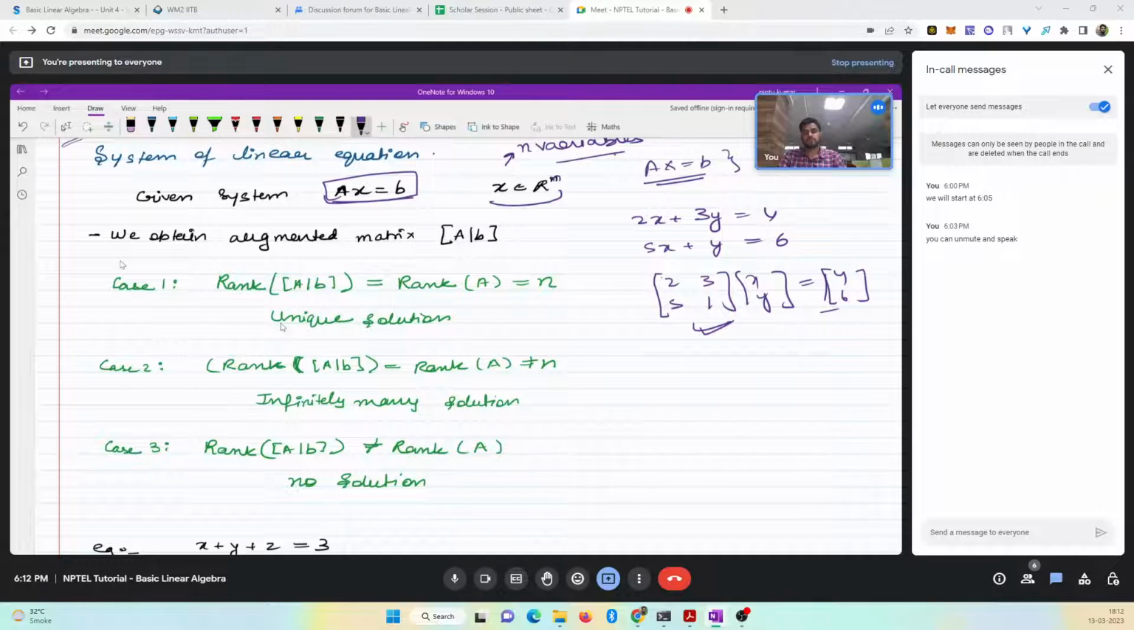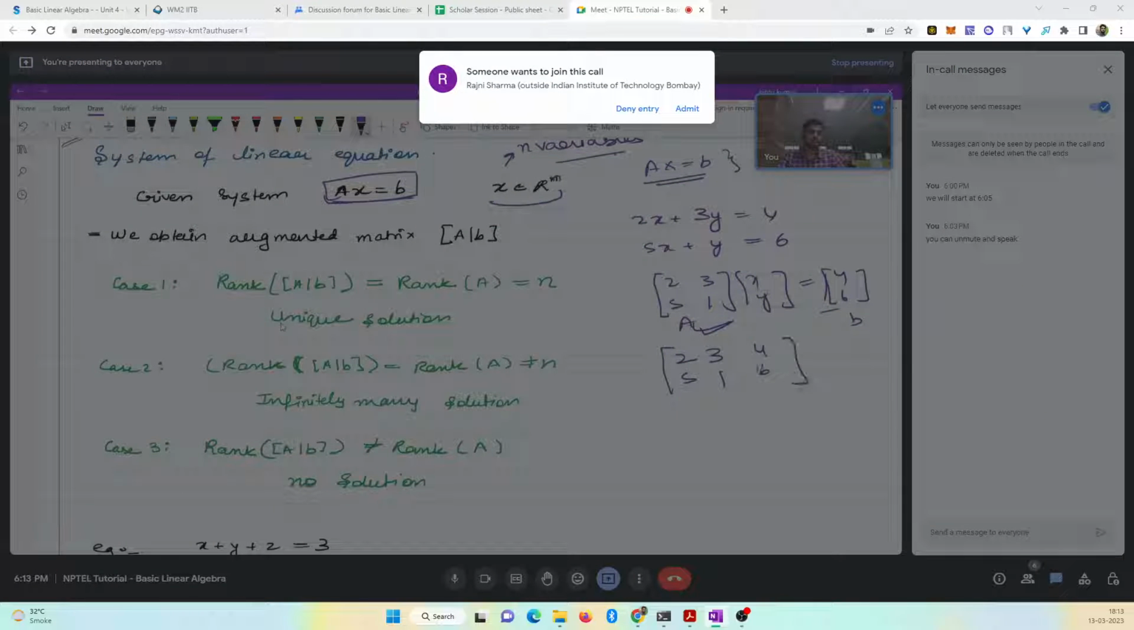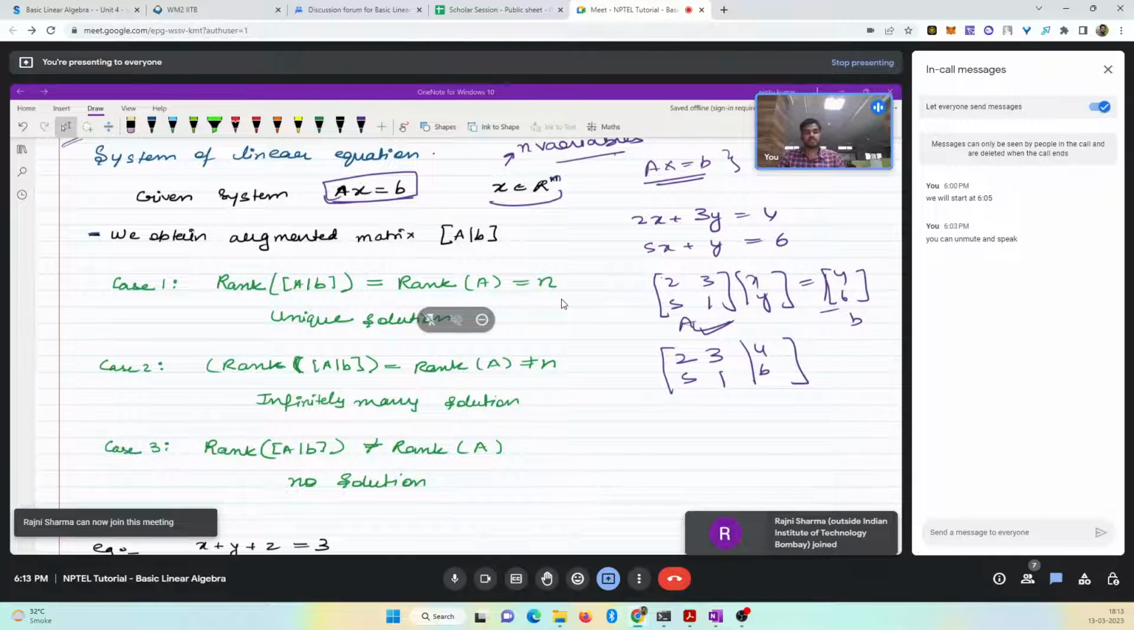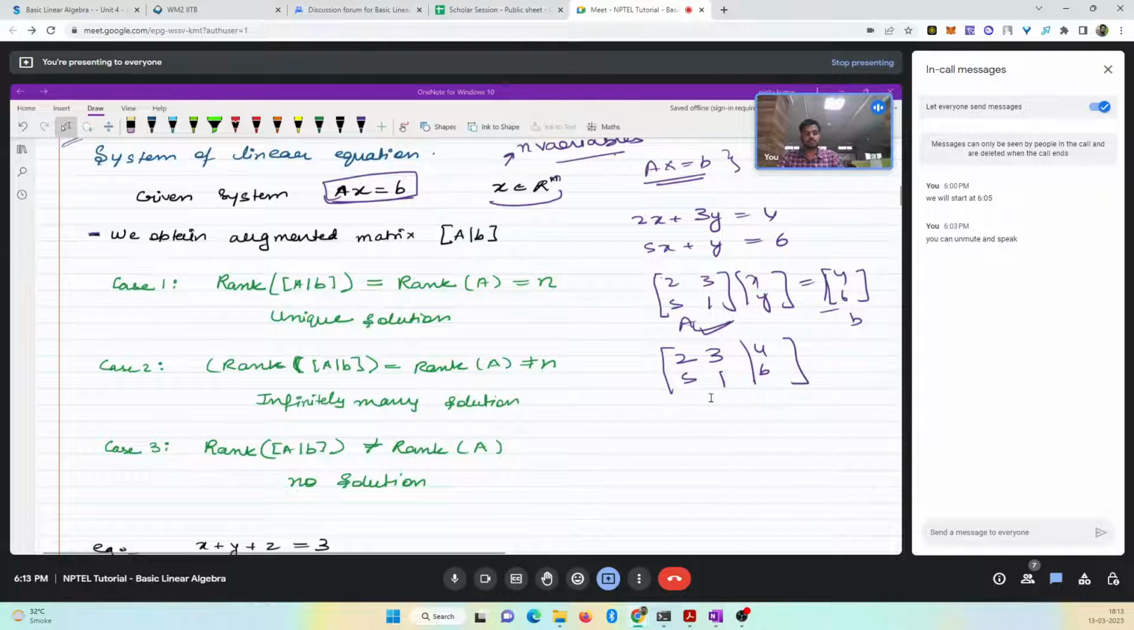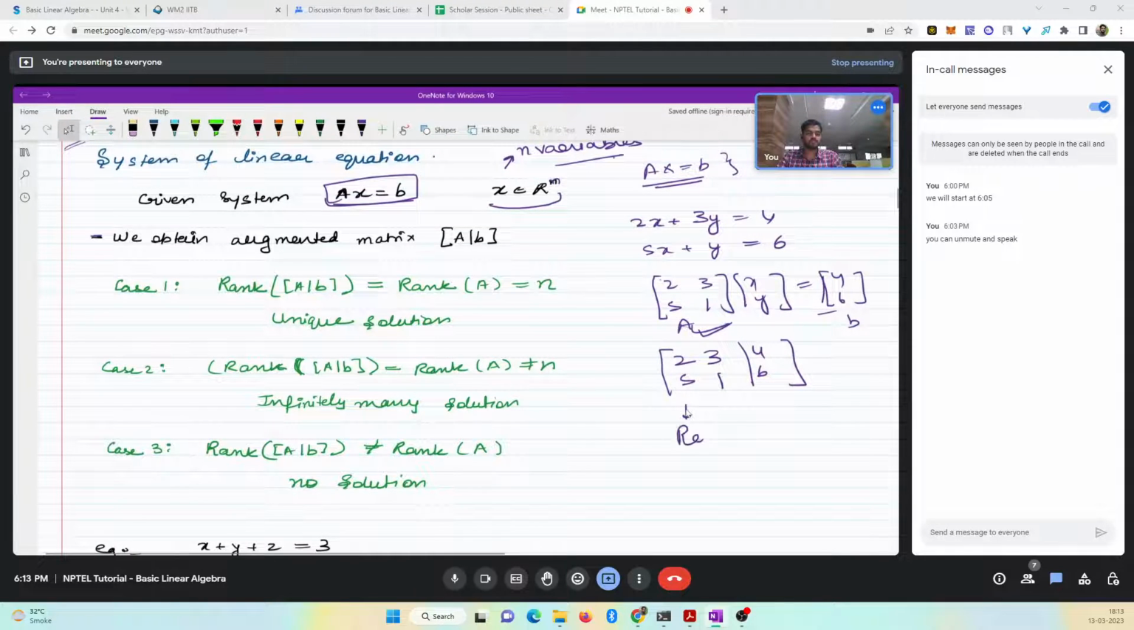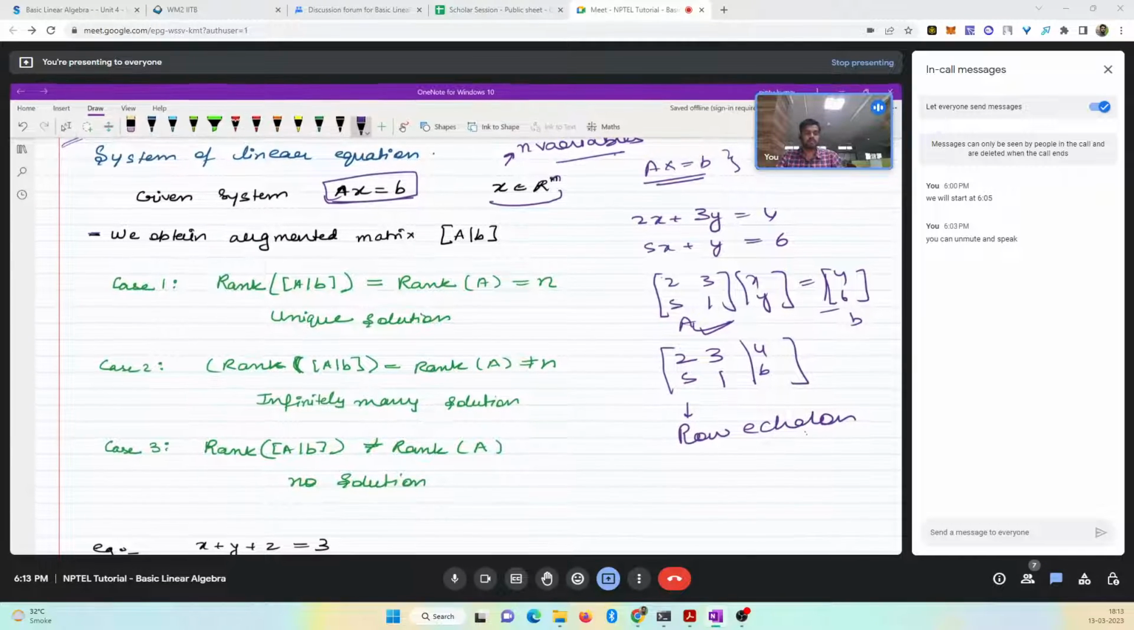So the first task whenever you have a system of linear equations is to find an augmented matrix. What you do is you write these two matrices A and b together, of the form [2, 3, 4; 5, 1, 6]. You write both these matrices together. Then you find the row echelon form of this matrix and look at the rank of this matrix.